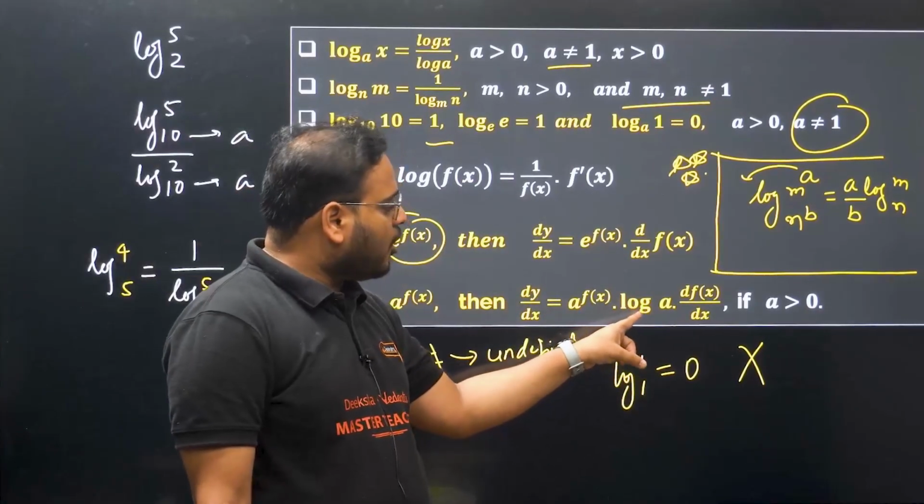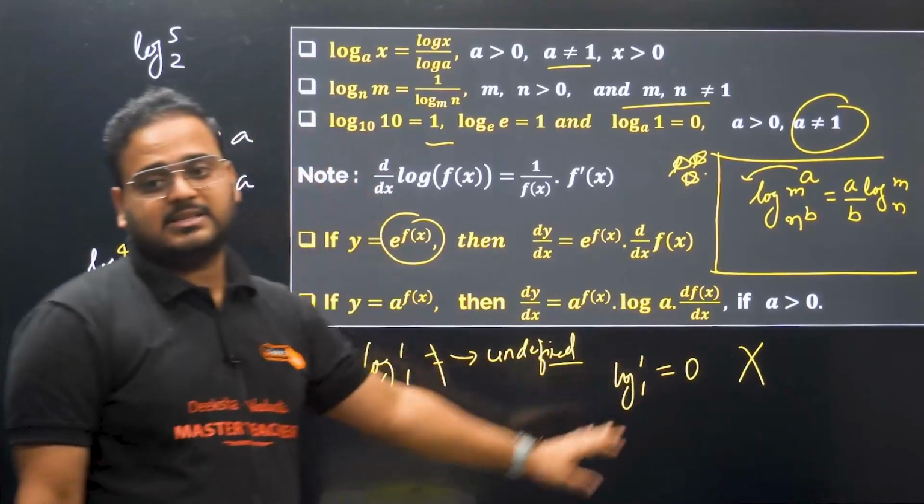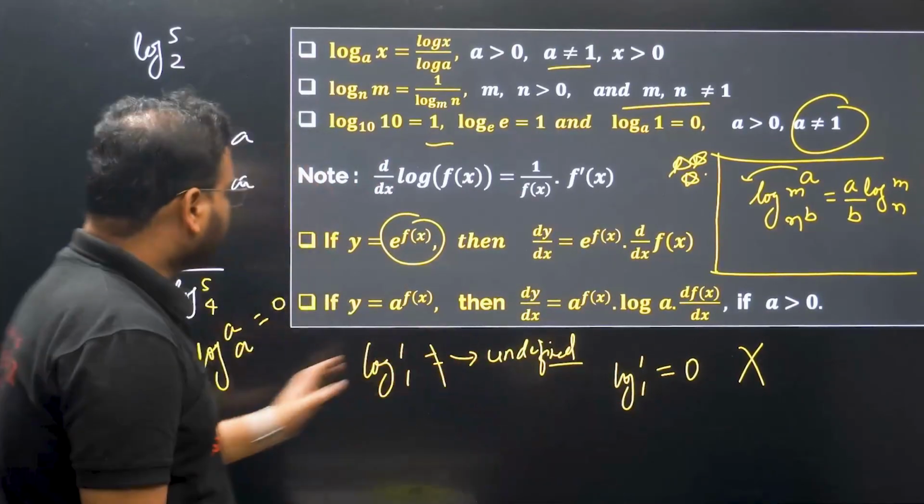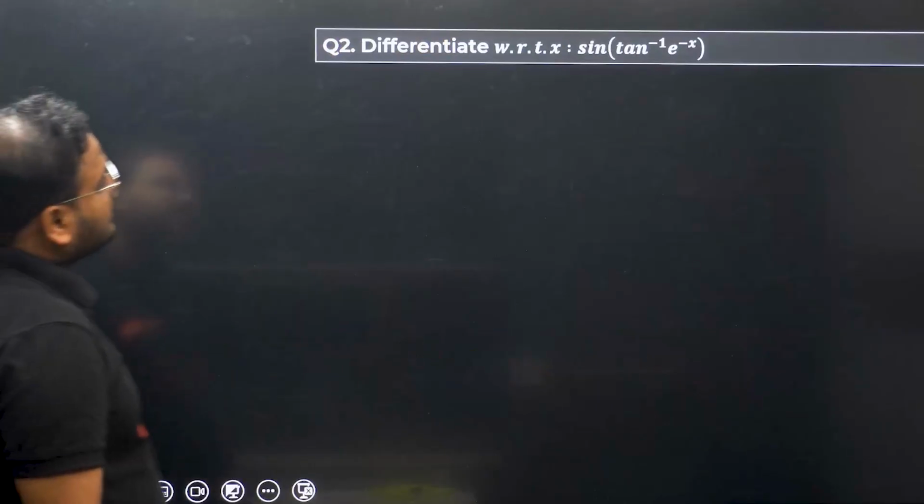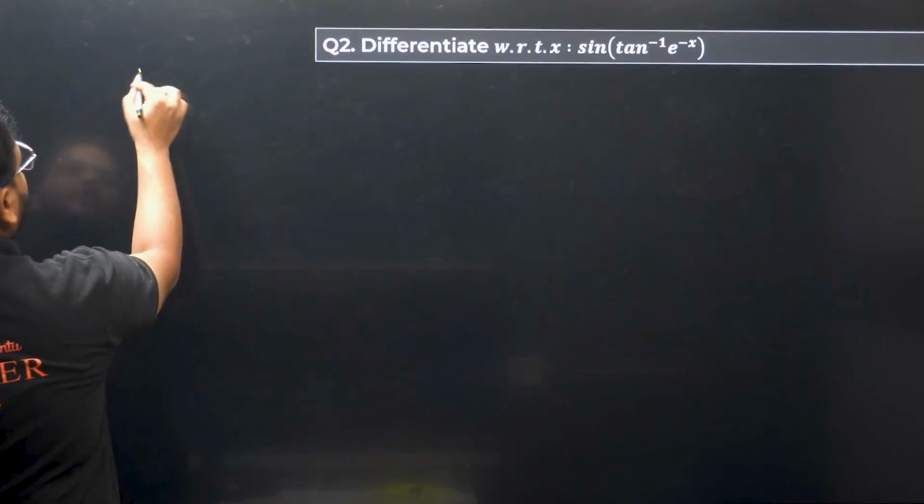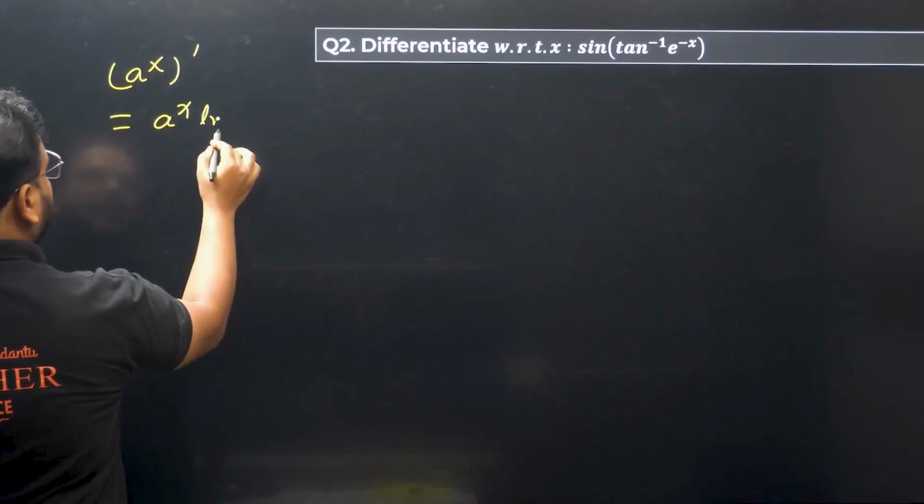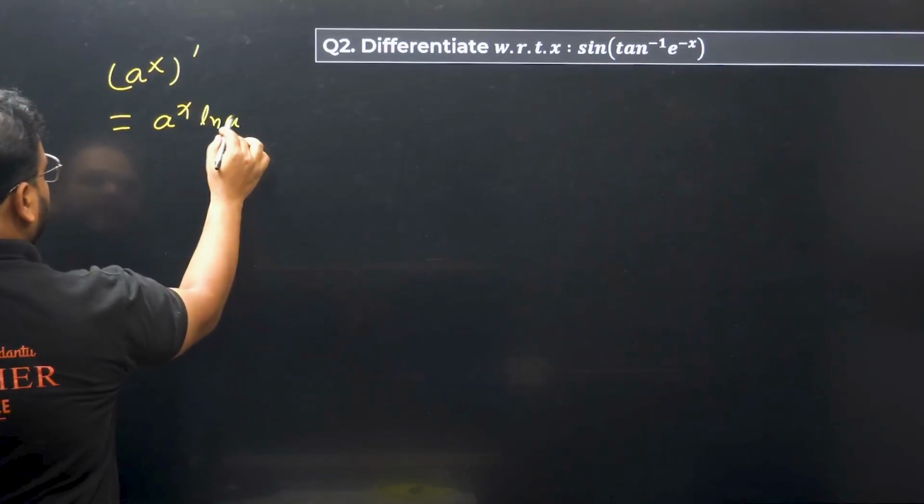When this is written as log, it represents base e always. Otherwise, it will be stated as 10 or something else. I'll show you that, do not worry. So basically, I'm talking about this. The derivative of a power x is nothing but a power x ln a.